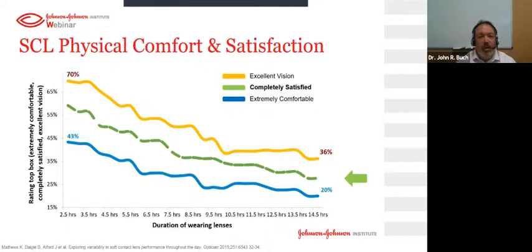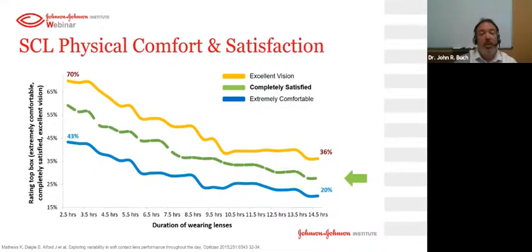Now, in regards to that blue comfort line on the bottom, what are the symptoms that are actually driving that? That's important for us to know. Is it purely physical type of comfort issues, or is there a visual comfort component as well?